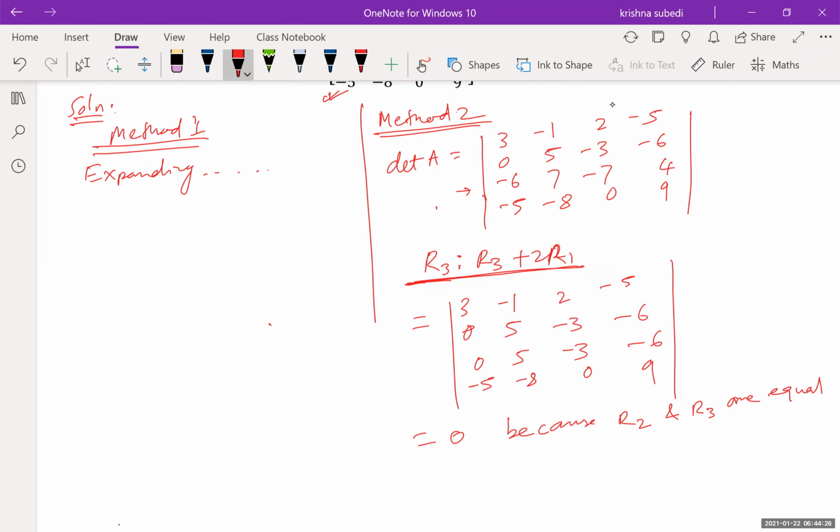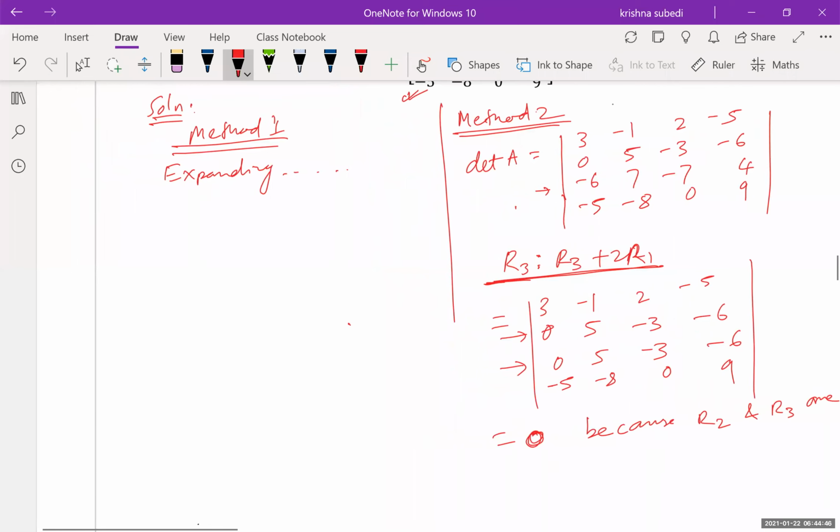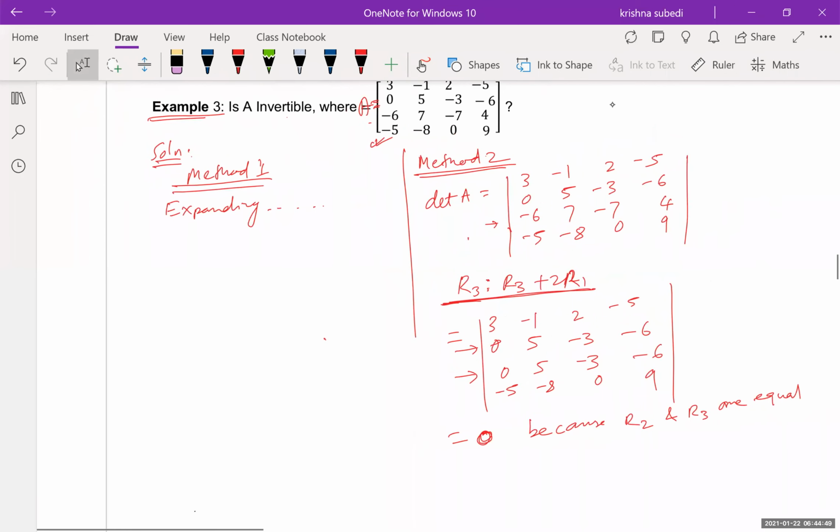We notice that the second row and third row have exactly the same numbers. Therefore, using the property we discussed earlier, the determinant will be 0. So I think it saves a lot of time. If you use method 1, expanding, it takes a lot of time, but here we are able to save quite a lot of time using these properties.